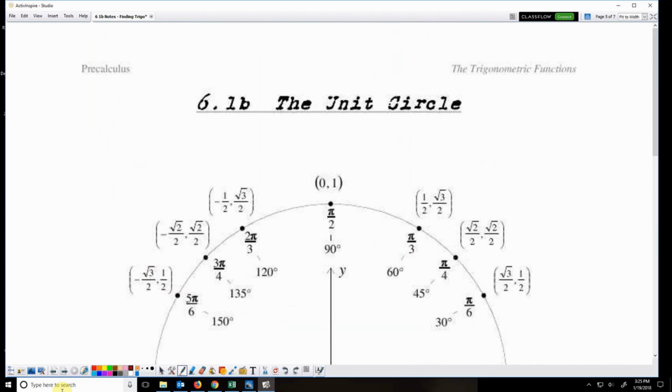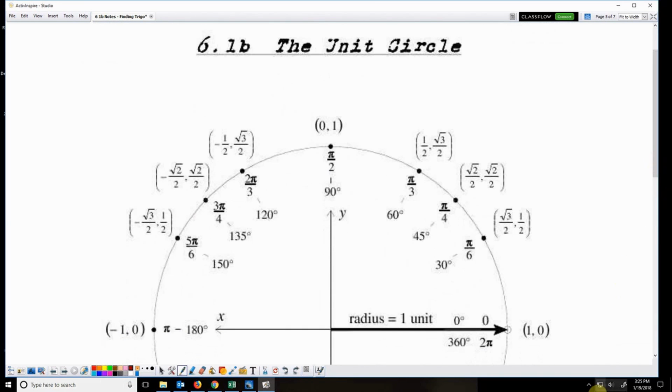So here is a unit circle where the x and y values are filled in. Starting here, I've got an x value of 0. First position, 1 over 2. Second position, root 2 over 2. Third position, root 3 over 2. Fourth position, 1. The same goes negative. First position, second position, third position, fourth position.